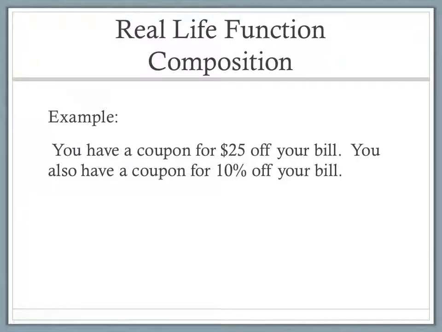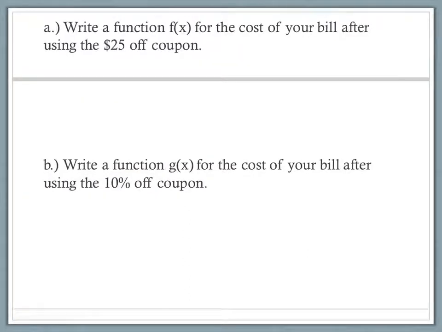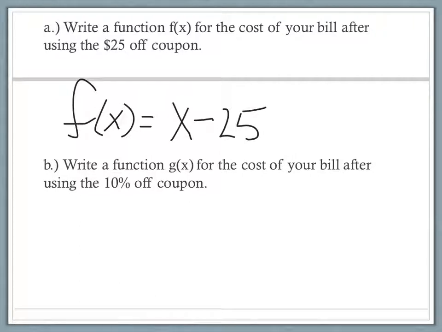The thing with compositions is we use them in real life. Here's an example. You have a coupon for $25 off your bill, and you also have a 10% off coupon. If we look at this next one, it wants us to write a function f of x for our cost of the bill after using the coupon for $25 off. So first we write f of x equals, and we don't know how much our bill costs, so we'll call that x, and we're just going to take away $25. This is similar to what we did in our very first unit.